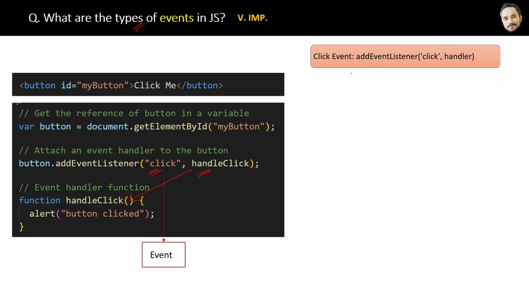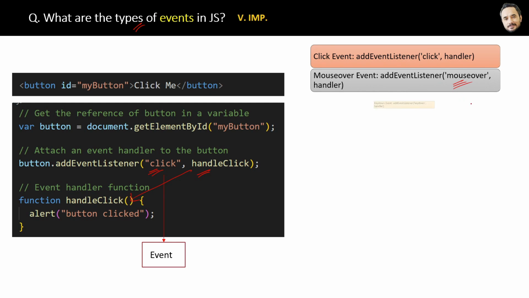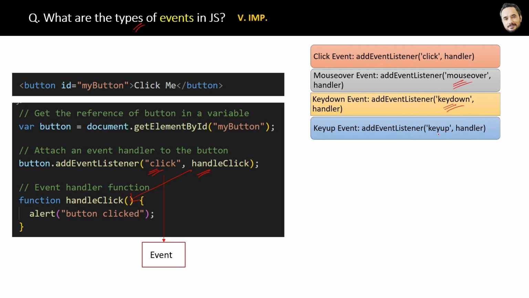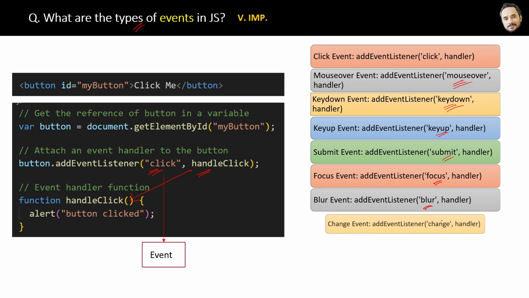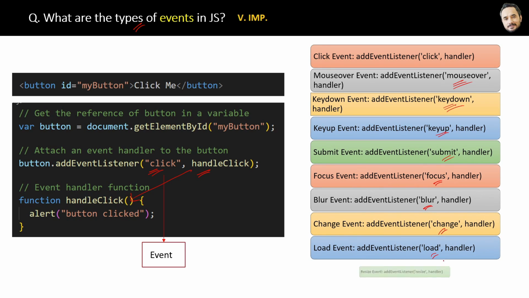For example, when you hover the mouse over an element, for that we have a mouseover event. Then, when you press a key down on your keyboard, for that we have a keydown event. And for the up key, we have the keyup event. If you press enter, the submit event will be fired. And some more events are like focus, blur, change, load, resize, and there are many more.